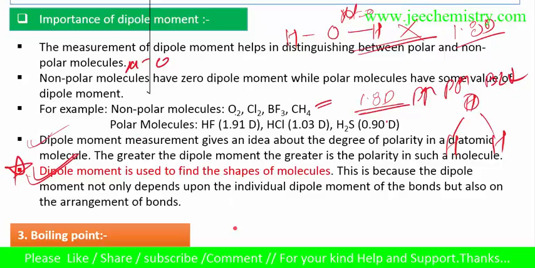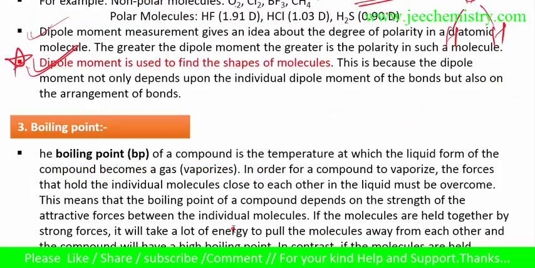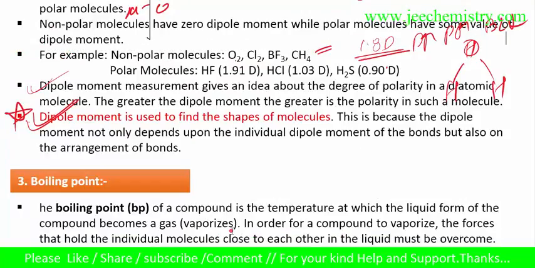Dipole moment is also related to boiling points. Dipole moment is a very vast subject, and there are lots of things to be learned about it. There are lots of applications of dipole moments, so we will learn the applications one by one. Here we have learned the basics required to know about dipole moments. Now we learn the applications of dipole moments in boiling points. Dipole moment has applications everywhere: bond length, boiling point, melting point, strength. So now we learn about the boiling point.